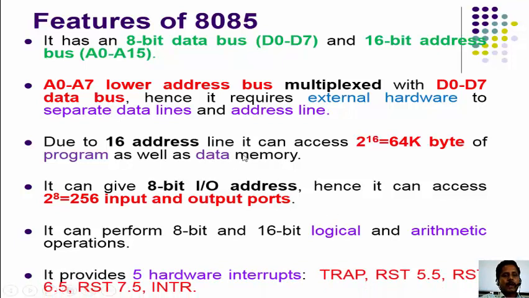It provides 5 hardware interrupts, that is TRAP, RST 7.5, RST 6.5, RST 5.5 and INTR. We'll see in detail the concept of interrupts and their use with the help of the 8085 microprocessor at that point.